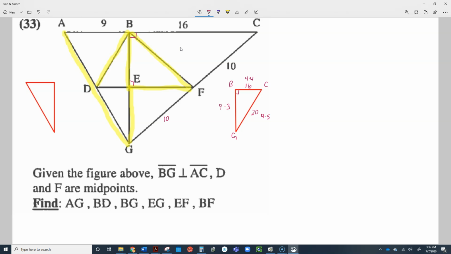3, 4, 5 triangle. Now, of course, you can solve this one by using the Pythagorean theorem. We could say a squared plus 16 squared equals 20 squared, and solve this, but you'll find out that it is 12. So BG is 12. This whole thing is 12.